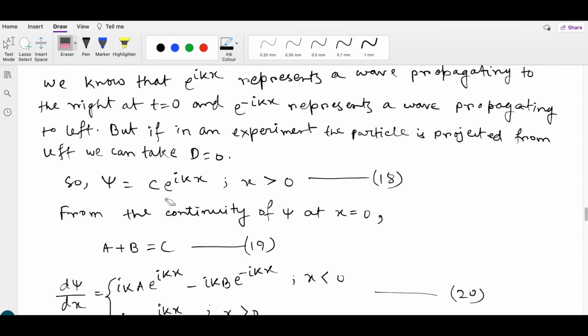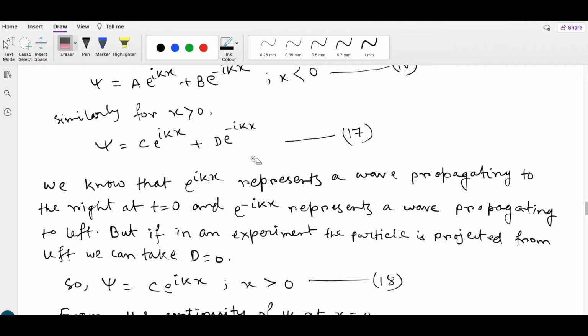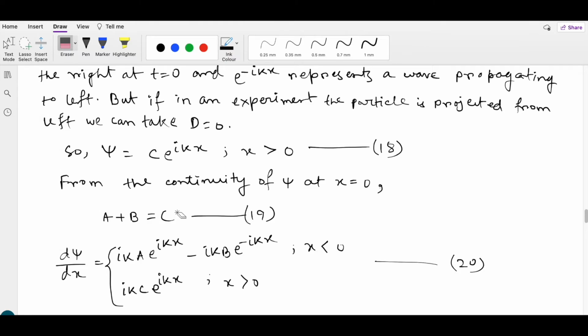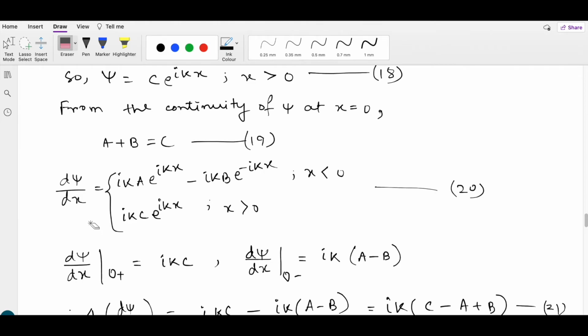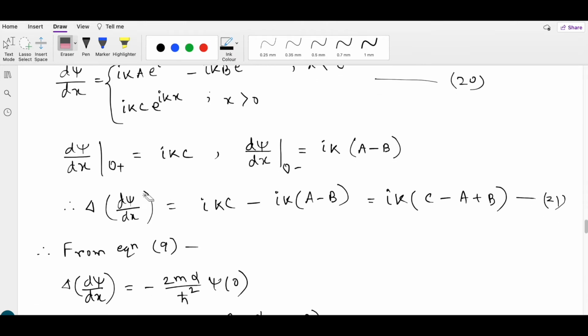So psi equals c e to the power ikx from equation 17, just putting d equals 0. And we know that psi is continuous at the boundary. Applying that condition, we get a plus b equals c. Now let's determine d psi by dx. For x less than 0, it is ika e to the power ikx minus ikb e to the power minus ikx, and for x greater than 0 it is ikc e to the power ikx.